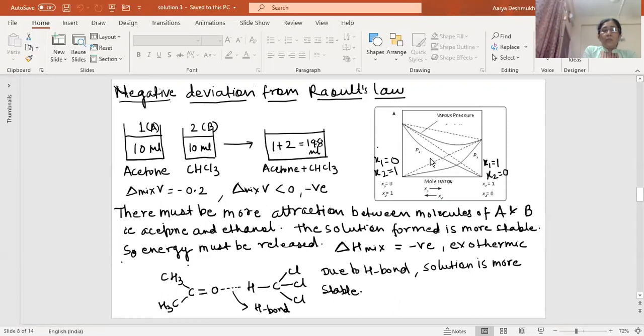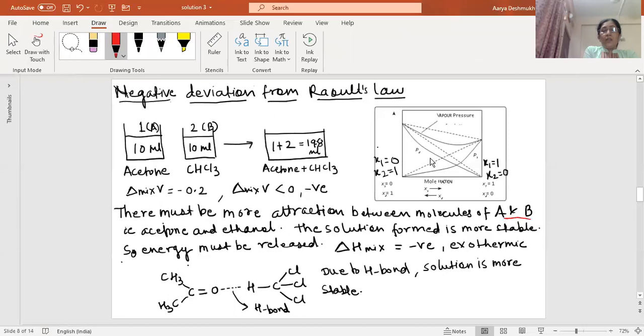So there must be more attraction between the molecules of A and B. This decrease is due to the attraction between the molecules of component A and component B, that is acetone and chloroform. The solution formed is more stable. As there is an increase in the attraction between the molecules of A and B, the solution which is formed would be more stable, and energy must be released here. Means the enthalpy change here would be negative. It was positive in the case of the positive deviation.